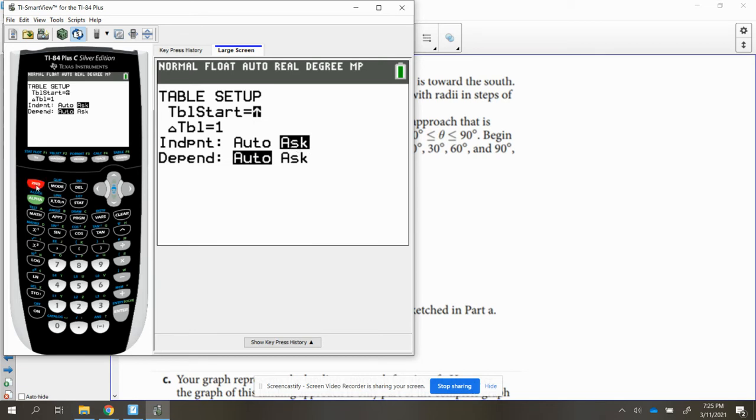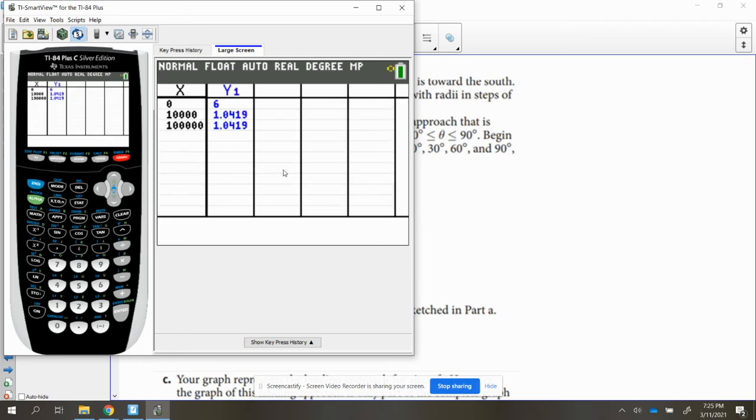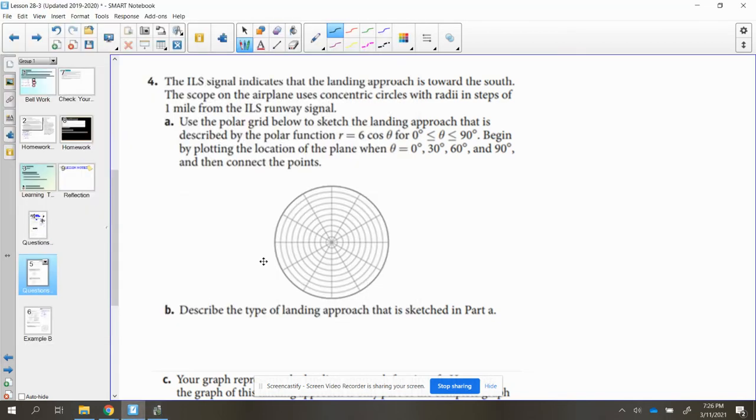Because what this is going to let us do is, when we go to second graph to get to our table menu, we can type in 0, 30, 60, and 90 and get those approximations for our table rather quickly to be able to graph. So we have 6, 5.2, 3, and 0 that we want to make sure we graph. So again, 0, 30 degrees, 60 degrees, 90 degrees. We're at 1, 2, 3, 4, 5, 6, and then 5.2, and then 3, and then 0.